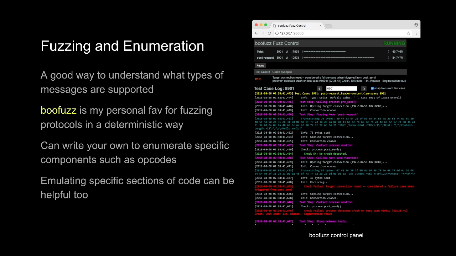So if the whole process of doing dynamic reverse engineering is not bearing as much fruit as you would like, another thing you can try is to do fuzzing and general enumeration. BooFuzz is my favorite for fuzzing because it does protocol fuzzing in a deterministic way, which means it'll do the same set of packets as it fuzzes each time. And so you can see if things change or how it reacts to certain sequences of data.